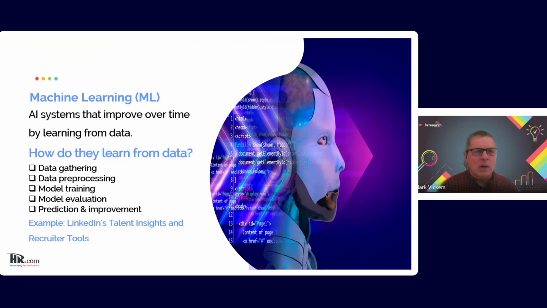Machine learning. I'm not going to dwell a lot on machine learning. They're really AI systems that improve over time by learning from data. If you were using AI a few years ago before ChatGPT hit the market, you're probably using some kind of machine learning based tool. And really what machine learning is good at is analyzing a lot of data, seeing patterns within that data, and then making certain predictions about that data.